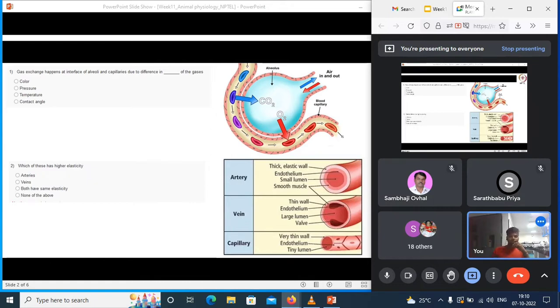Okay, CO2 is more in the capillaries, oxygen is more in the alveolar wall. That results in the exchange of gases. Now the second question is, which of these has the higher elasticity?